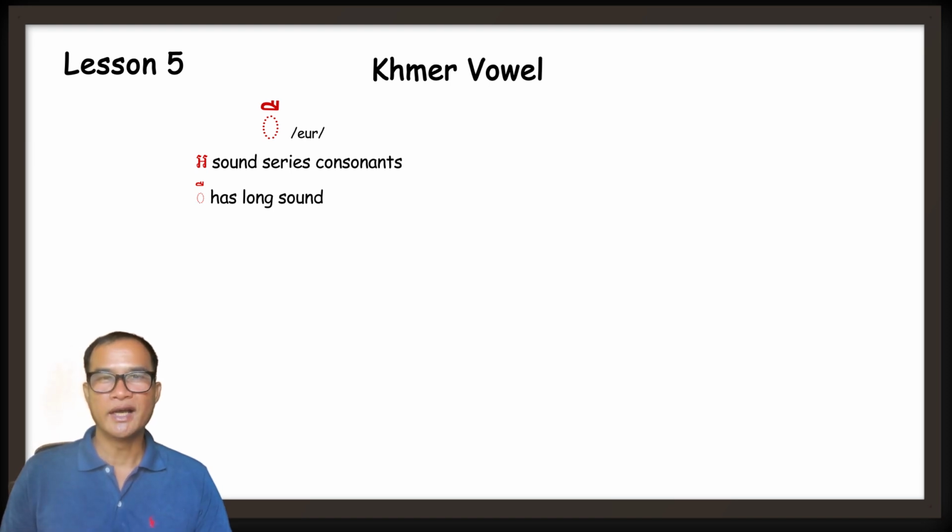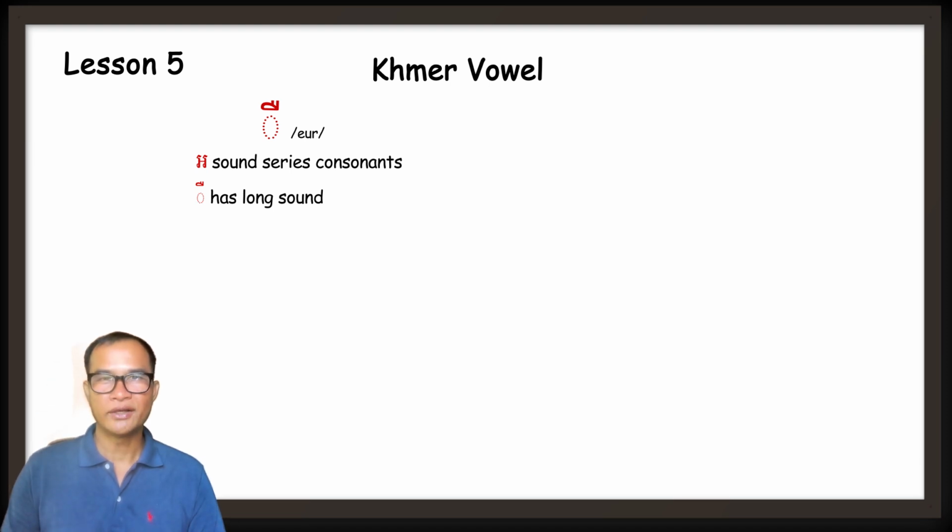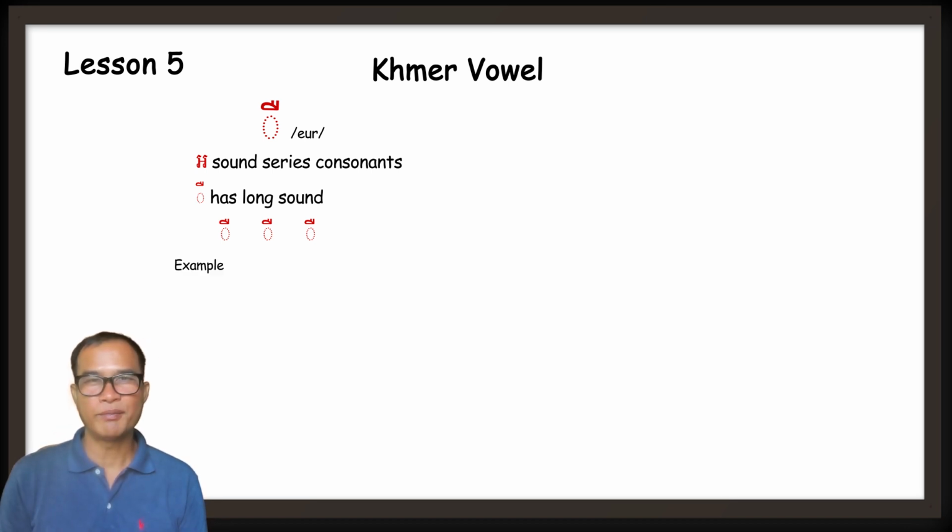When you pronounce it, you start with your mouth open. Then close your mouth slowly halfway while you pronounce it. You should feel vibration right here. Now repeat after me. Good. Here are some examples.